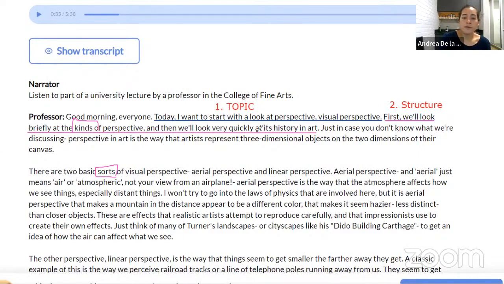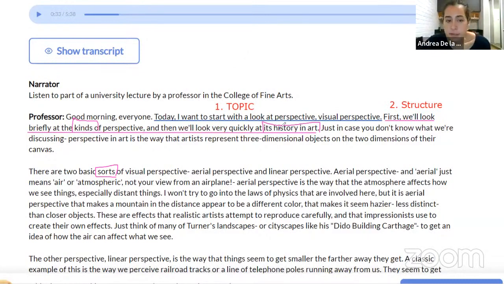And then that isn't just it. We look very, very quickly at its history in art. So when you have history, you know that that's going to be a sequence of events. So you have those 2 types of structures. You have classification and you have sequence of events. Because every time that you have something related to history, the history of something or somebody's biography, then you always have a sequence of events, right? This happened first, this happened later, this happened at the end. So you have an order of events.